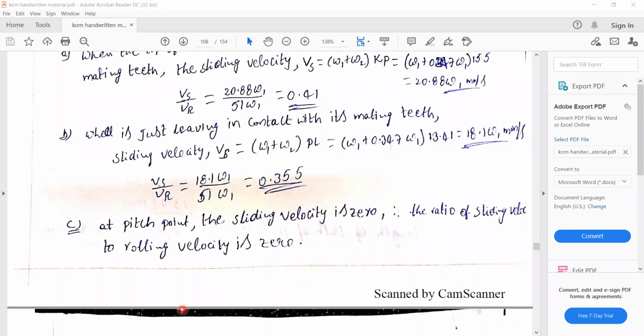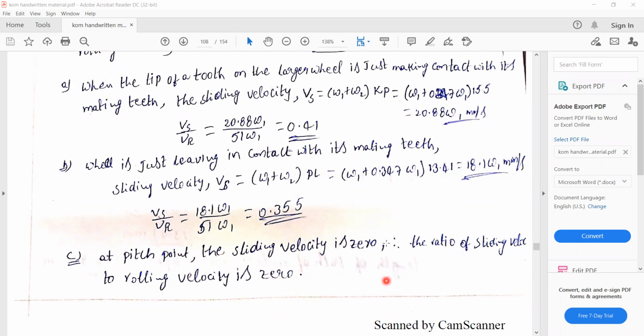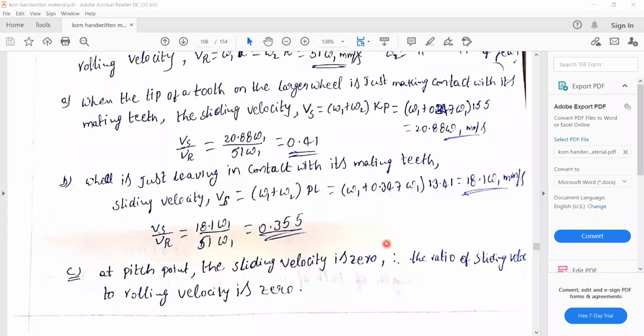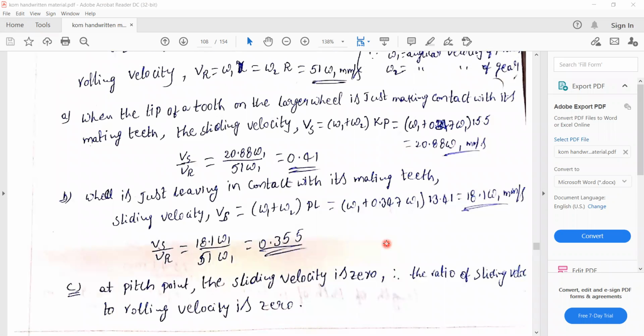So at the pitch point, the sliding to rolling velocity ratio is going to be zero. Just keep it in your mind this way. Why? Because the sliding velocity value is zero at the pitch point, so the ratio of sliding to rolling is also going to be zero. Do you understand the problem?